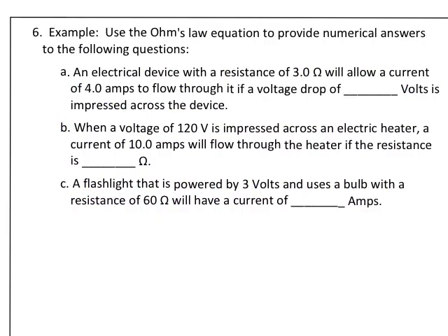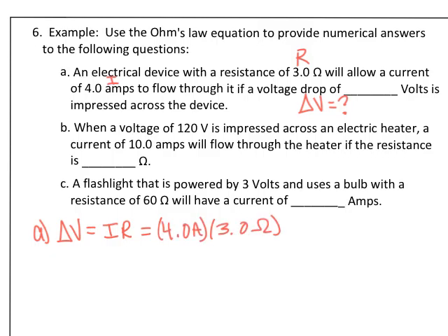For the first one, we've got an electrical device with a resistance of 3 ohms. So I'm going to put an R right here so I know that's my resistance. The current is 4 amps. This would be the I variable. And we are looking for a voltage drop of how many volts? So we're looking for the delta V. And you were told to use Ohm's Law, so we're going to set up that equation and plug in our numbers to solve. And you should be able to solve this without using a calculator. And we get an answer of 12 volts for this question.